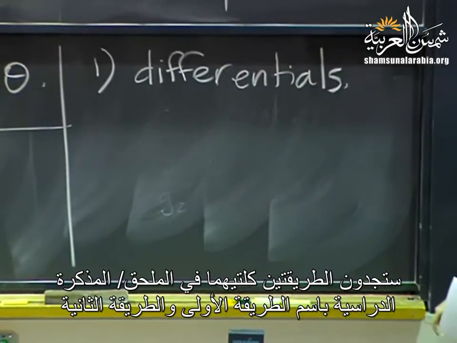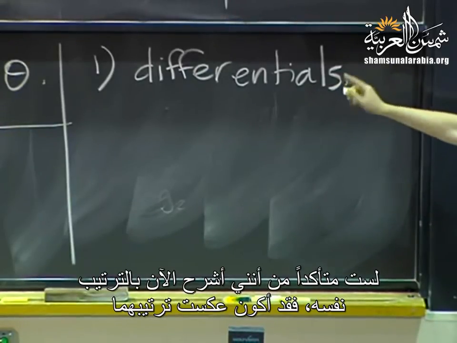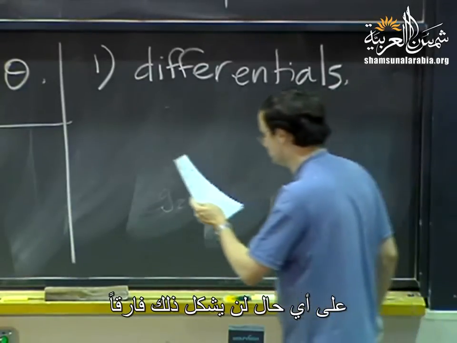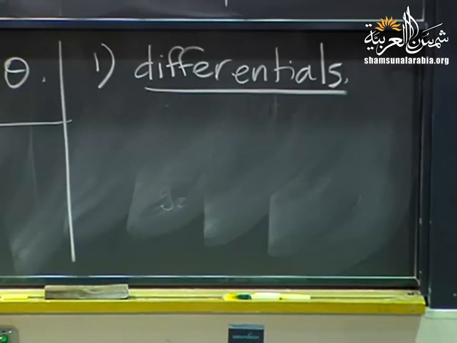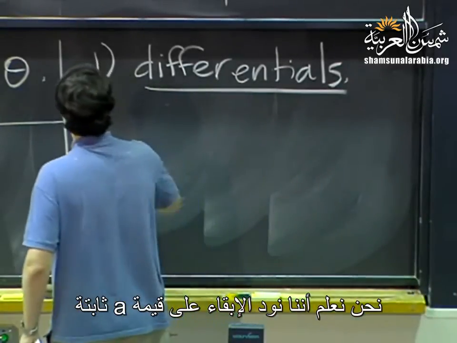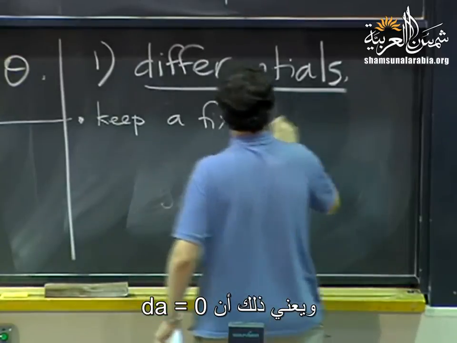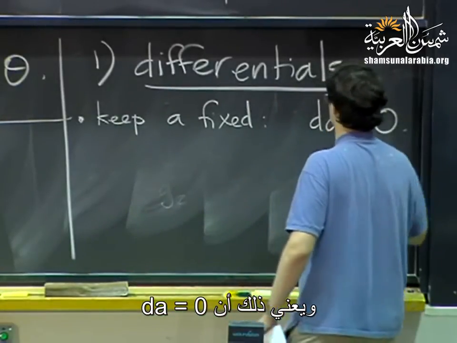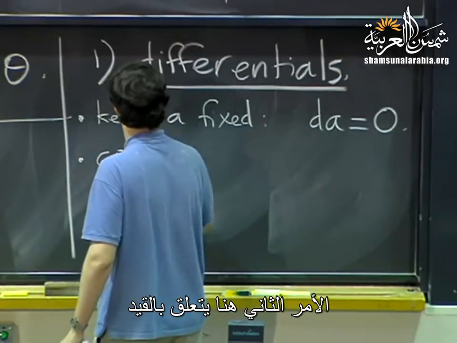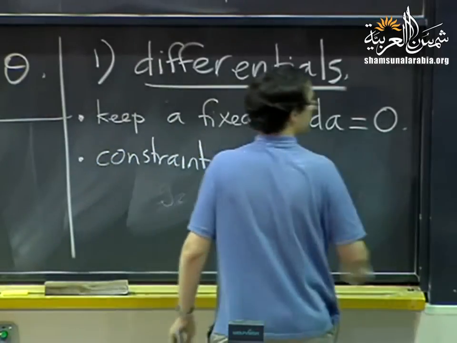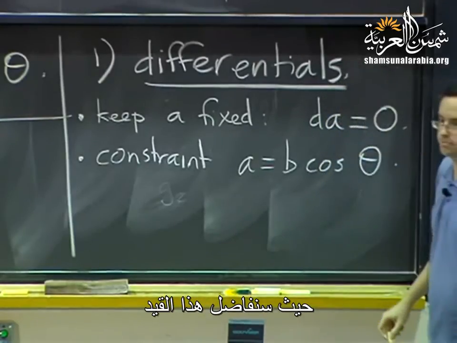By the way, in the notes, they're called also method 1 and method 2. I'm not promising that I have the same one. I might have 1 and 2 switched. It doesn't really matter. So how do we do things using differentials? Well, first, we know that we want to keep a fixed. And that means that we'll set dA equal to 0. Okay? The second thing that we want to do is we want to look at the constraint. The constraint is a equals b cosine theta. And we want to differentiate that.